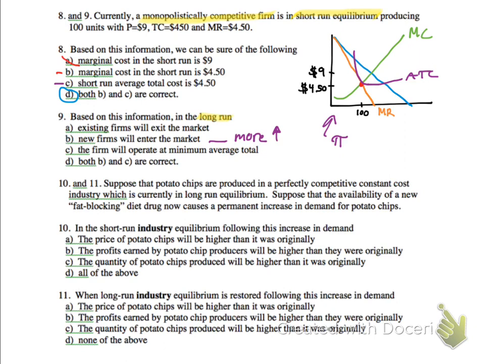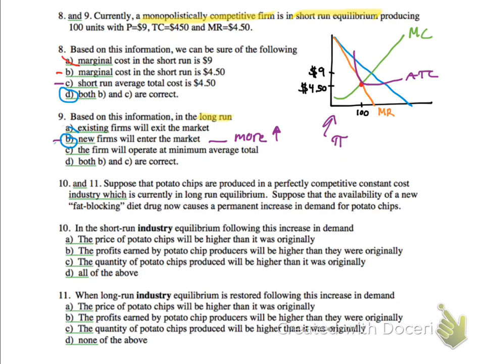More firms, I guess. When you're making money, more people want to come in and jump in on the competition, pretty much, and get some of that money. So it would just be B. But let's see. A firm will operate at minimum average total cost. Existing firms will exit, so it's not exit. And yeah, so it's just B.